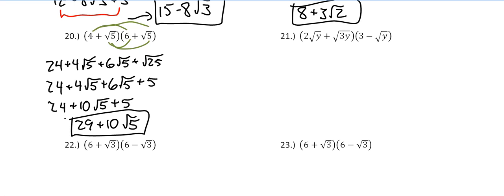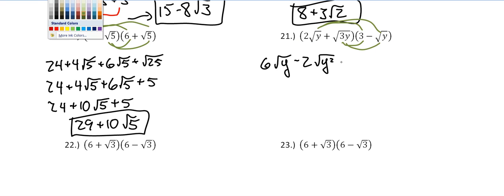That's it. Next one, same kind of thing. This one's a little bit more difficult because I just have a little bit more going on, but I'm going to distribute that to root y. And again, outside times outside, inside times inside, that's a 6 root y minus a 2 root y squared. Okay, inside times inside. And now I have to distribute the square root of 3y. Again, outside times outside, inside times inside.